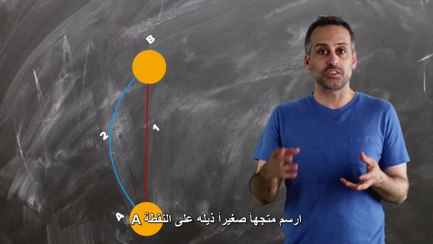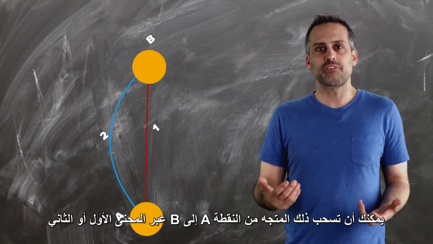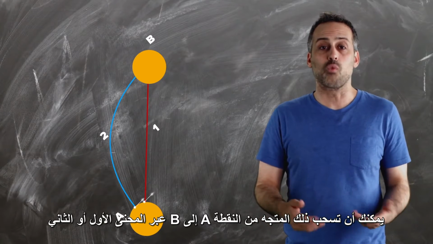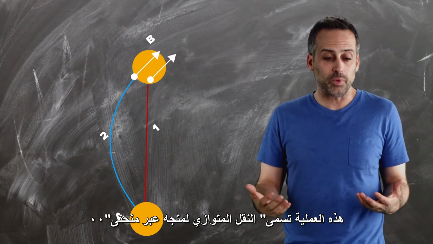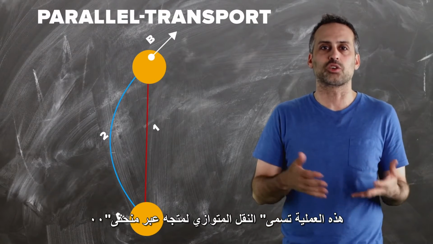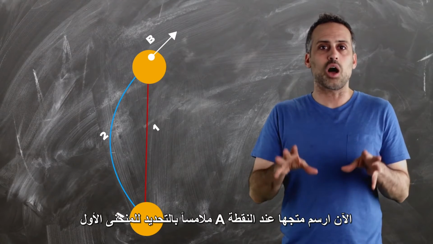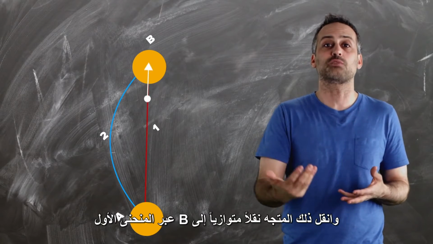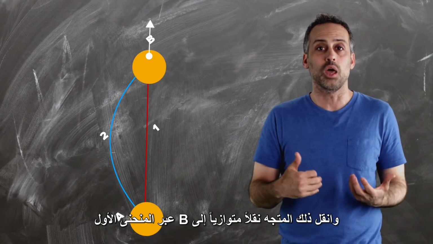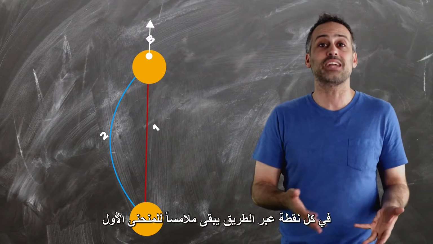Draw a tiny vector with its tail at point A. You can slide that vector from point A to point B along curve 1 or along curve 2 while keeping it parallel to its original direction. This operation is called parallel transporting a vector along a curve. Okay, now draw a vector at point A specifically that's tangent to curve 1 and parallel transport that vector to B along curve 1. At every point along the way, it remains tangent to curve 1.